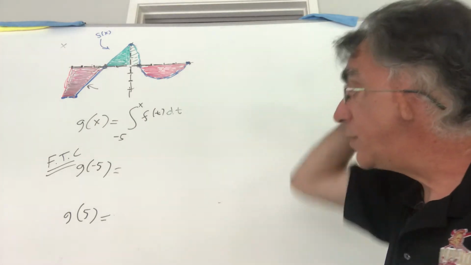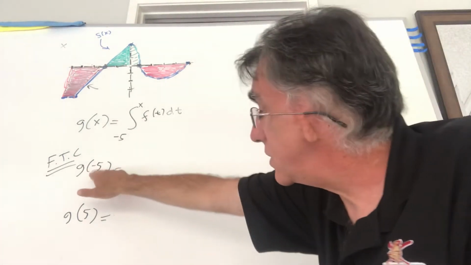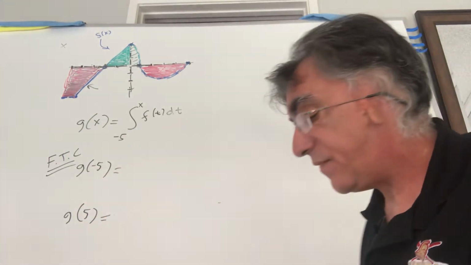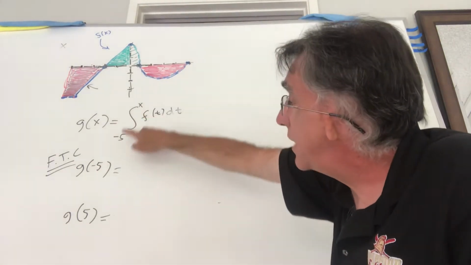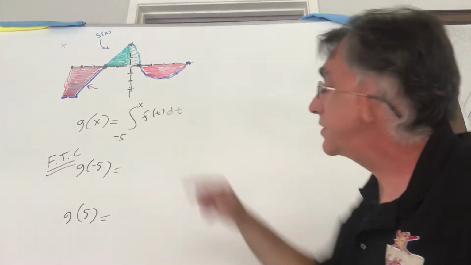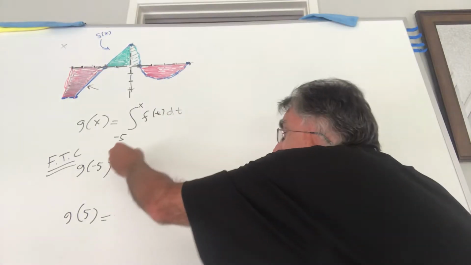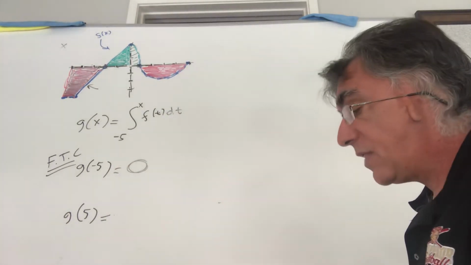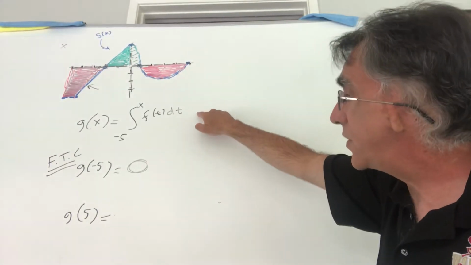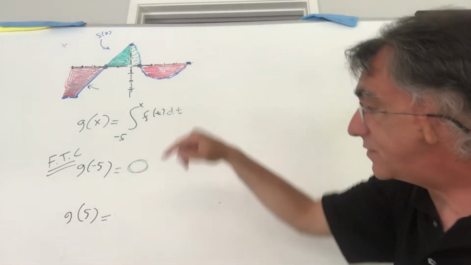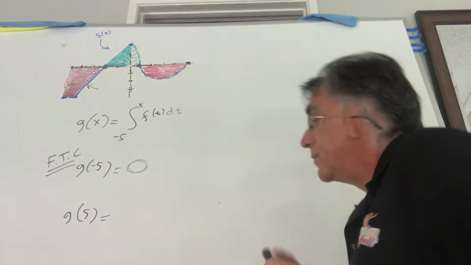Okay, fundamental theorem part. What is g of negative 5 and what's g of 5? So again, all that means is you put the negative 5 in here, and obviously if you integrate from negative 5 to negative 5, that is a big 0. And that's just to remind you that with the fundamental theorem, g of negative 5 minus g of negative 5 is certainly going to be 0.